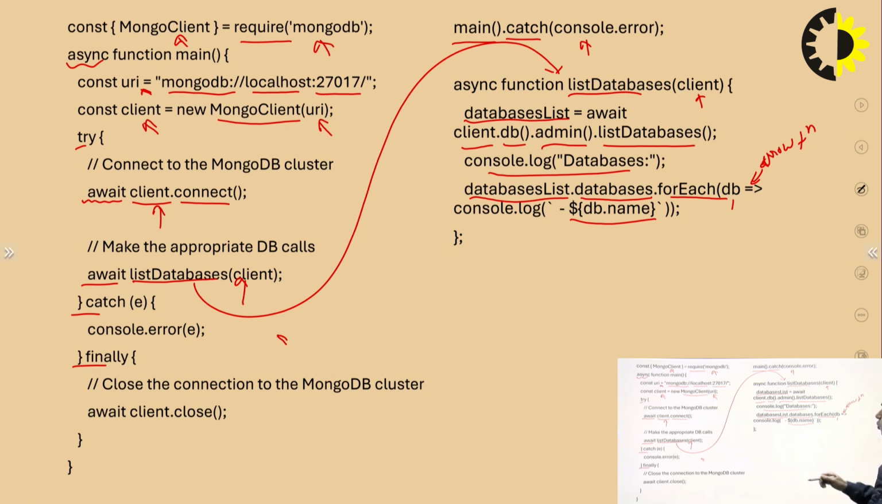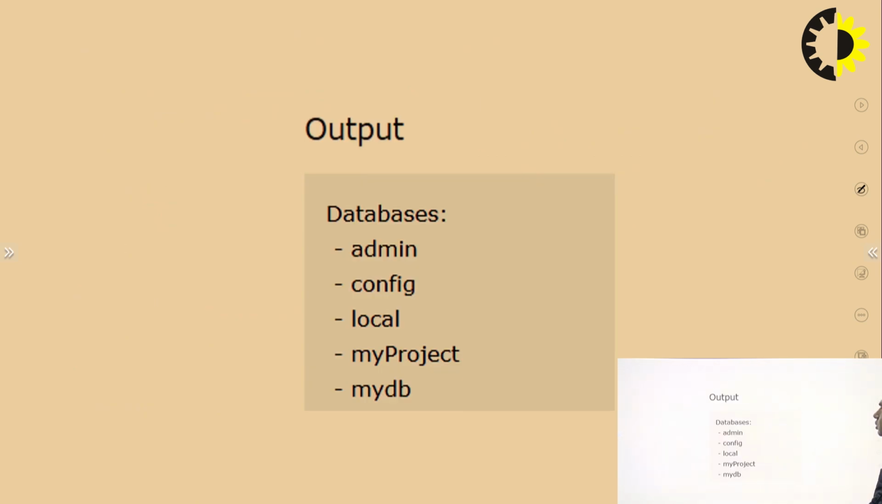So it is a Node.js program to display the available databases, or you can say the number of databases. It will display the names of the databases which are available under the admin console. So this is the output. These are the databases. It will display the names of the databases: admin, config, local, my project and my DB.